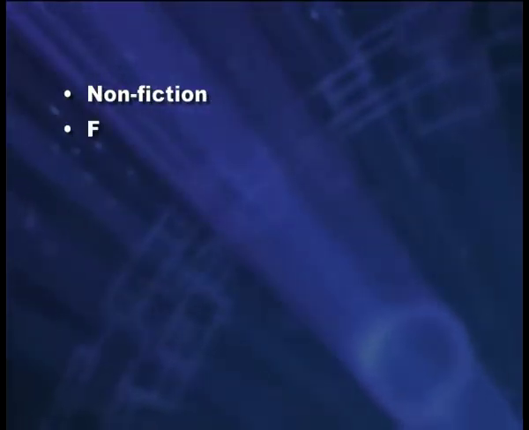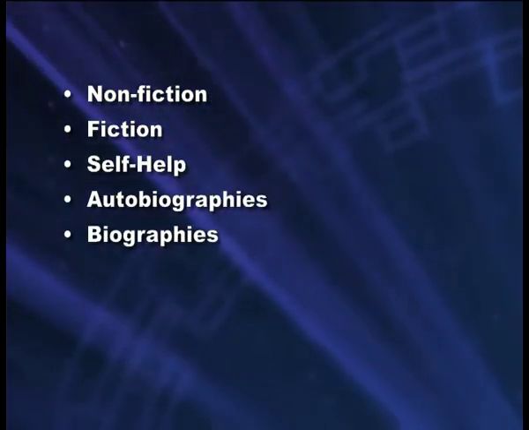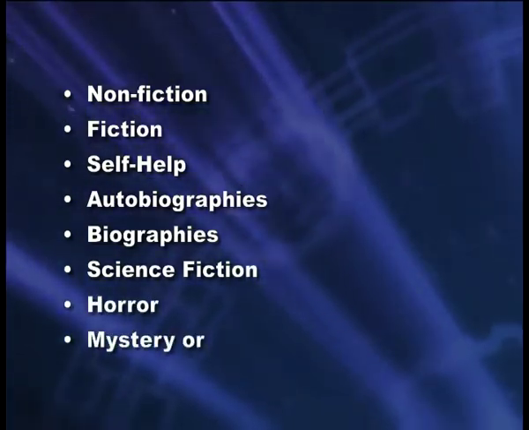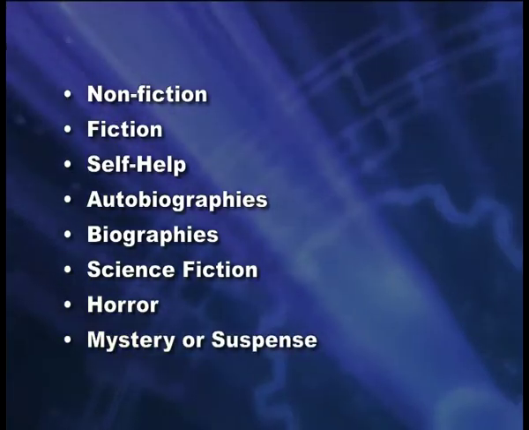Now let us look at the different types of books that are available. A book is a set of blank sheets that are made of paper, parchment or other similar materials that have been printed or written on. There are non-fiction, there are fiction, self-help, autobiographies, biographies, science fiction, horror, mystery or suspense. A novel is a book with more than 40,000 words at best. It can be non-fiction or fiction. Science fiction, horror, mystery and suspense are some examples of genres.